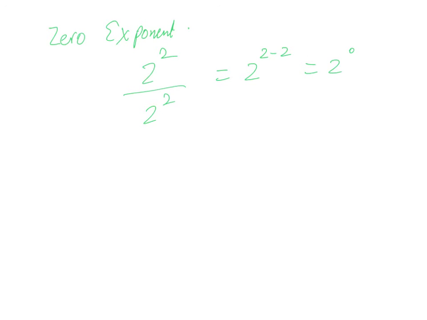Then we have the exponent of 0. So what if you have 2 squared divided by 2 squared? Now we learned with the quotient rule we can subtract the exponent, so we get 2 exponent 0. Now if we look at the numerical value, we'll get 4 divided by 4, which gives us 1. These two become the same, so the exponential value of 0 always solves to 1.